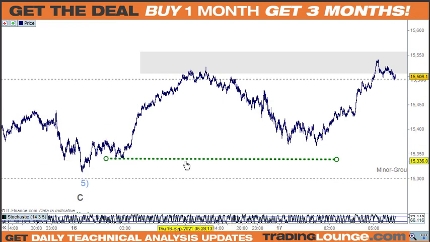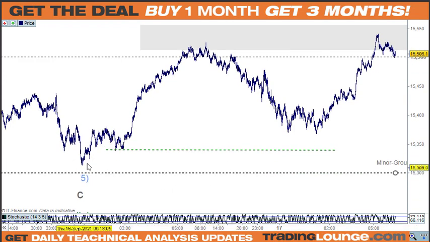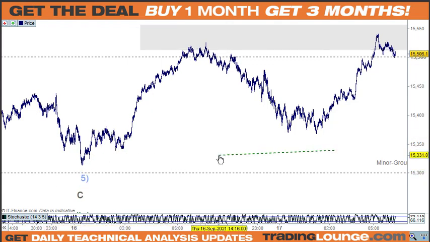Right, so this is one of the things here. From this low here, it's a bit difficult to count 5 waves up. It's more like 3 waves. So that's why we can move this here. We can move this over here for that. This is what I wanted to look at here.